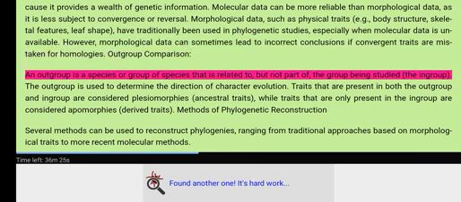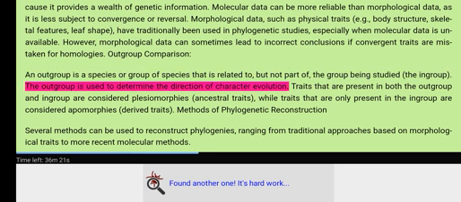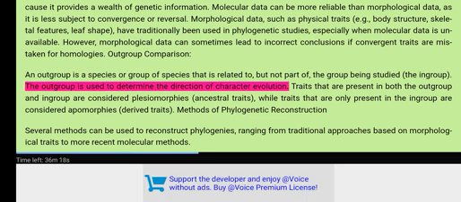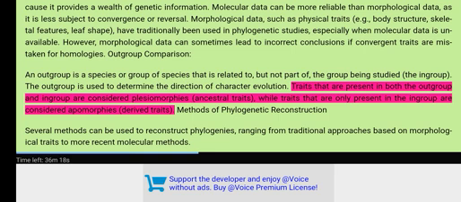Outgroup comparison. An outgroup is a species or group of species that is related to, but not part of, the group being studied, the ingroup. The outgroup is used to determine the direction of character evolution. Traits that are present in both the outgroup and ingroup are considered plesiomorphies, ancestral traits, while traits that are only present in the ingroup are considered apomorphies, derived traits.